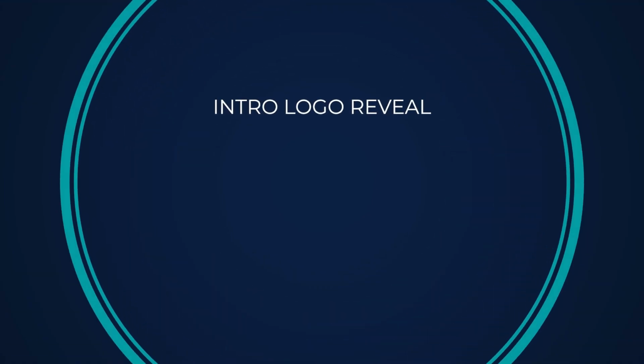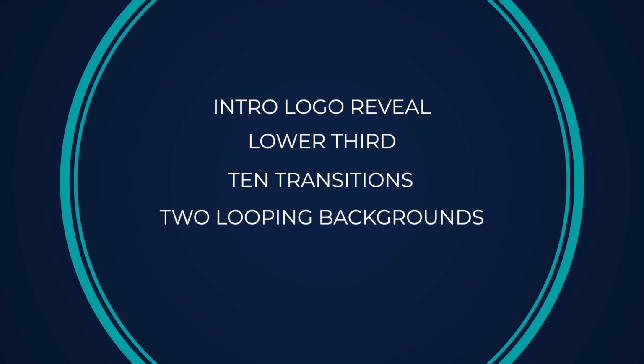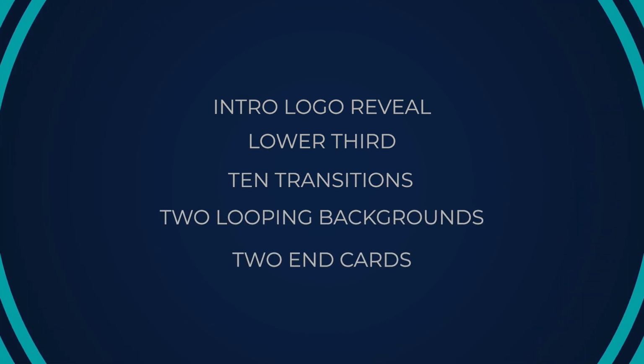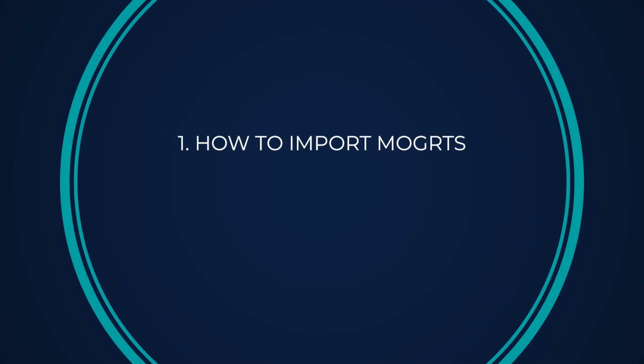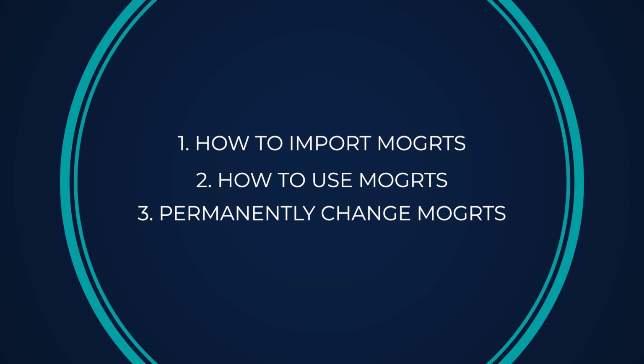A Mogrt is short for Motion Graphics Template, and essentially all it is, is an easy to customize graphics template that's designed and created in Adobe After Effects to be used in Adobe Premiere. In today's Mogrt pack that we'll be customizing, it's going to include a logo reveal, a lower third, 10 transitions, 2 looping backgrounds, and 2 end cards. The tutorial will be covering how to import these Mogrts, how to use the Mogrts, how to permanently change the Mogrts to be used in your own videos. Ready to get started? Let's dive in.